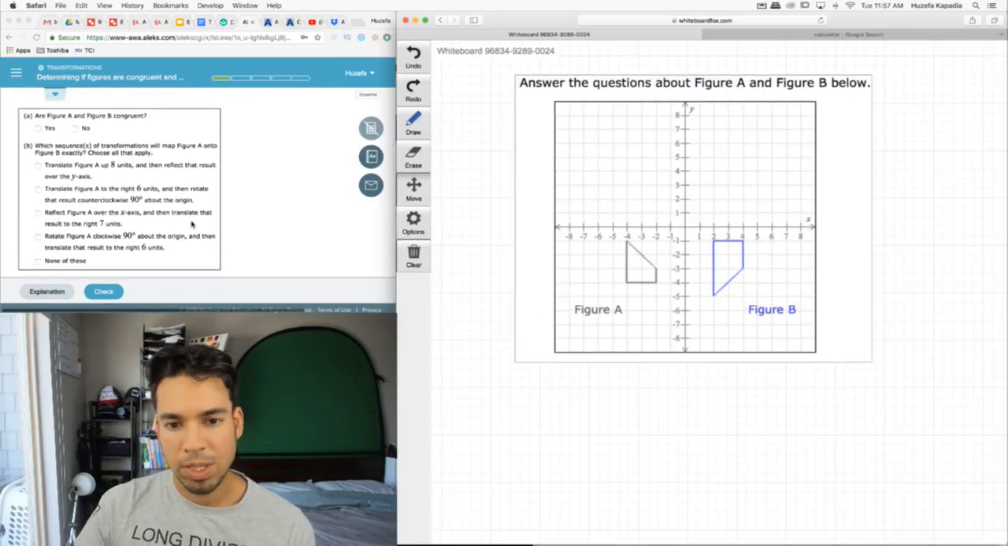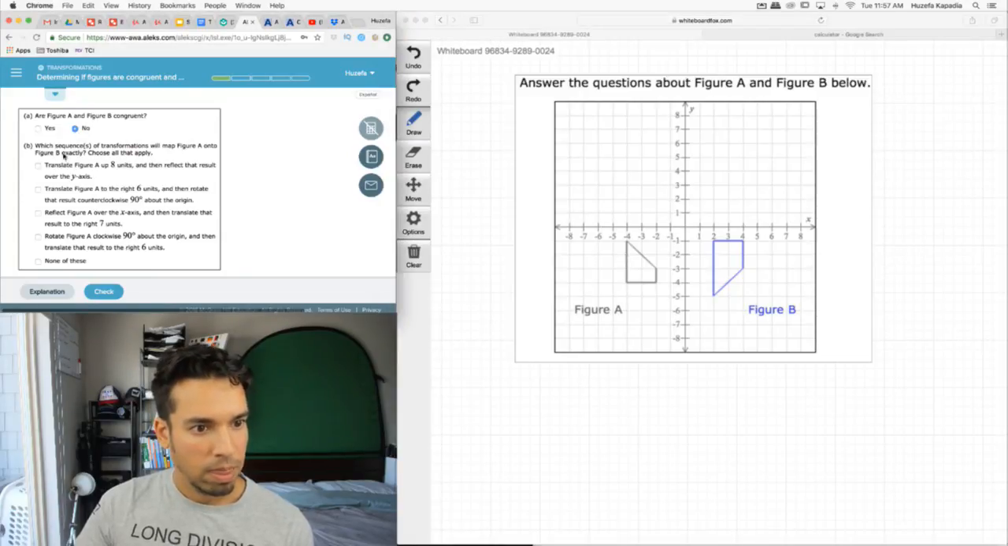Are figure A and figure B congruent? No, they're not. Look, this one has a bottom length of 4. This is a bottom length of 3. So they are not congruent. So none of these will get this to map over because they're not congruent. So it's none of these.